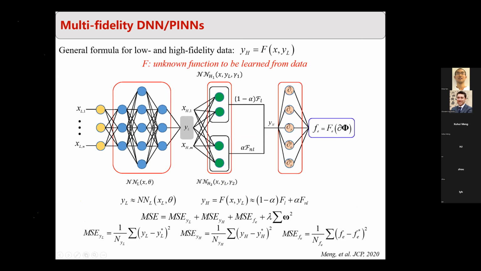So the loss function for training these neural networks is the mean square error for the low fidelity function, the mean square error for the high fidelity function, and the residual of the PDE.